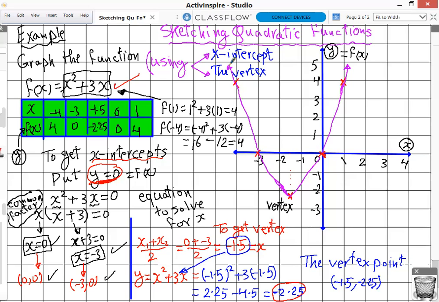Now you have the vertex and 2 points for x-intercept. You can complete your graph with just 3 points. Calculate the point of 1, it will be what? Calculate the point of -4, it will be what? What is the difficulty of this? I'll give you another example. You can do it with the same steps. Okay?